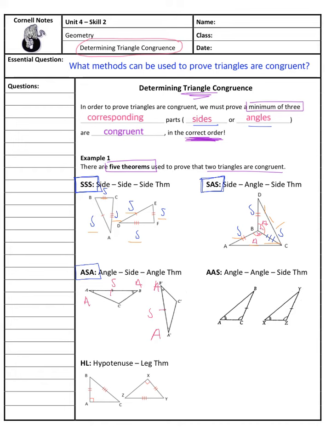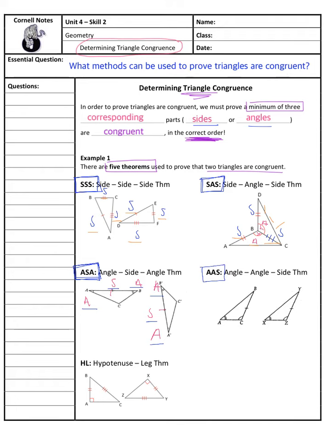So if I look at my order, I see ASA and I see ASA, therefore leading me to the conclusion that these 2 triangles are congruent by angle, side, angle. Now, this one down here, AAS. So this is angle, angle, side. Notice the order is different.